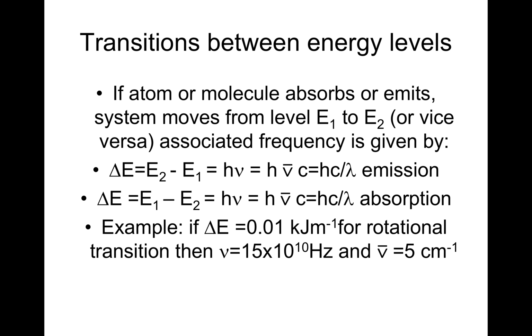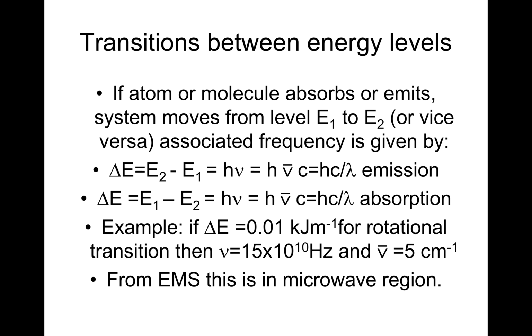Here's an example. If delta E is equal to 0.01 kilojoules per mole for a rotational transition, then nu would be equal to 15 times 10 to the 10 hertz, or cycles per second, and nu bar is equal to 5 per centimeter. From the electromagnetic spectrum, this is in the microwave region.